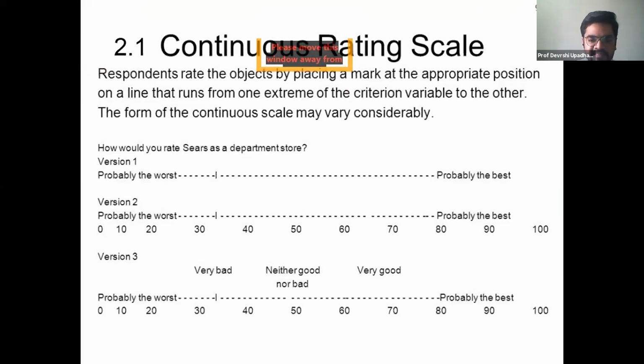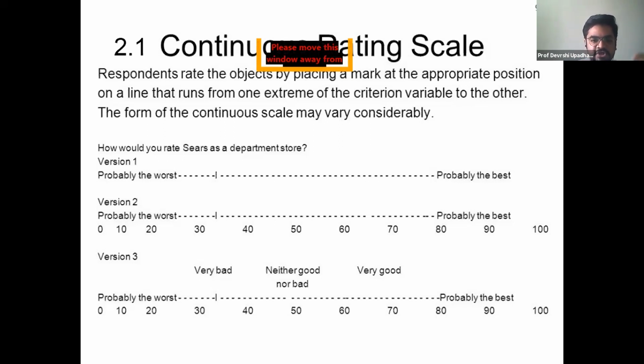So I have given version one, where on the left-hand side I have given the option "probably the worst", and on the other side I have given the option "probably the best". Based on my feedback, or my experience, I will be assigning the data. The point is that these are continuous rating scales. In this question, I have given probably the worst on the left-hand side and probably the best on the right-hand side. So I can select either of them, or a midpoint, or whatever. How would you rate Sears as a department store? I can also assign a value, or I can put a tick mark on the given point.